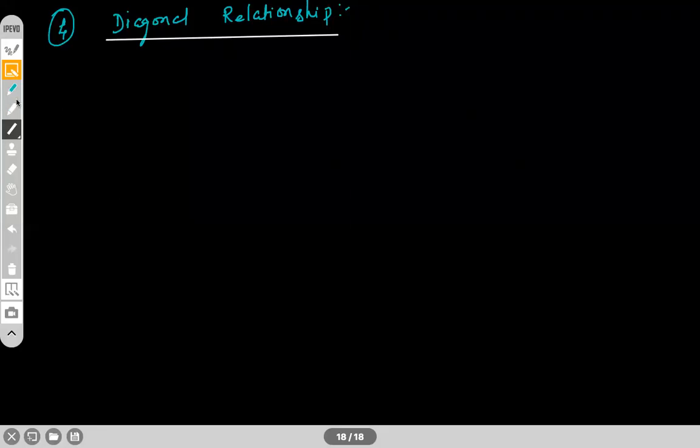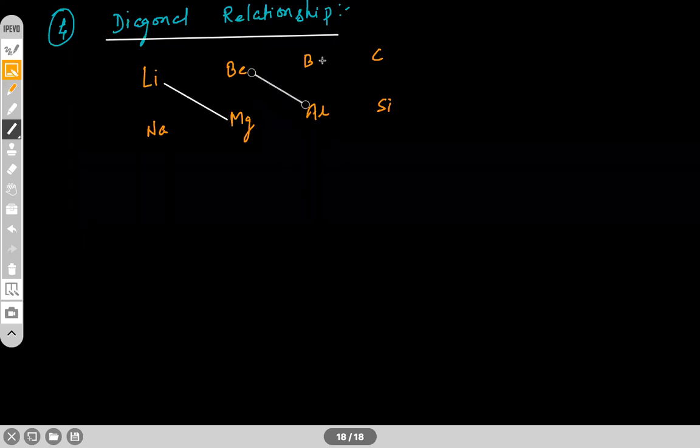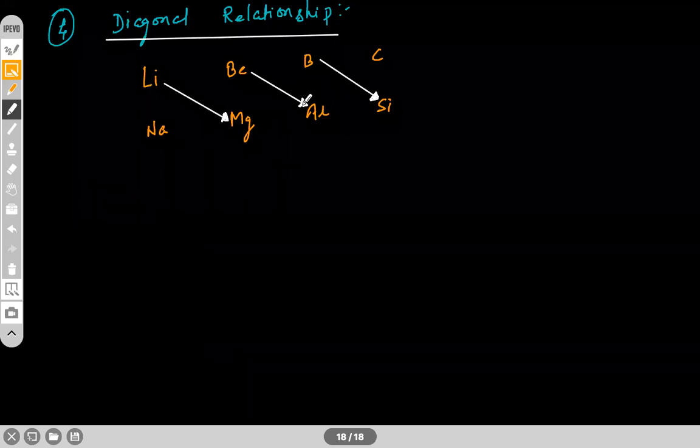This one is important. If you look at the position here, we have lithium, sodium, beryllium, magnesium, then we have boron, aluminium, carbon, silicon. Left to right you have to go diagonally, like this. These elements are observed to have similar properties; what all properties, we'll discuss later in this chapter. We call this a diagonal relationship because the elements are present diagonally to each other. Left to right we go, that is a diagonal relationship.